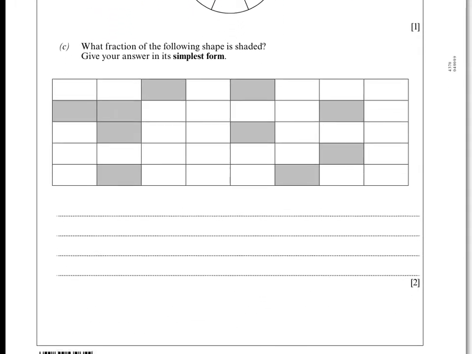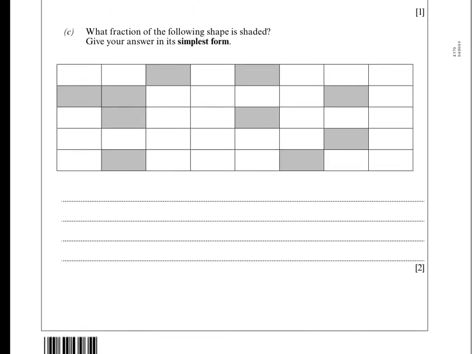Part C, we need to say what fraction of the following shape has been shaded. So the numerator of my fraction will be the number of shaded rectangles. 1, 2, 3, 4, 5, 6, 7, 8, 9, 10. The denominator of my fraction will be how many rectangles there are in total.